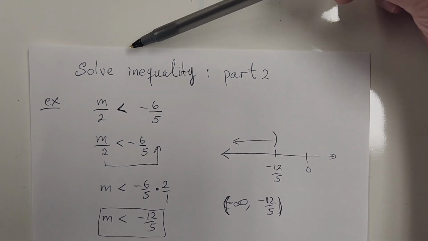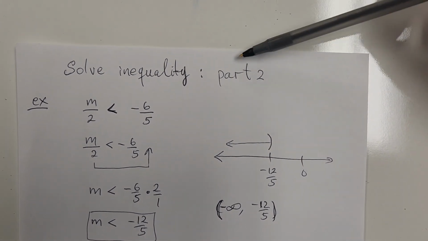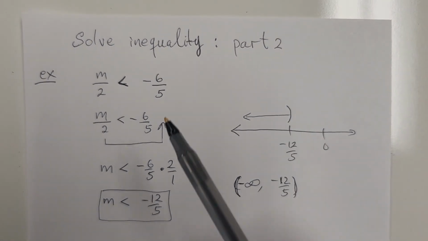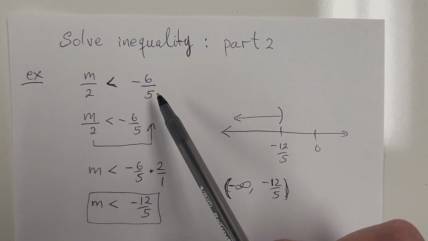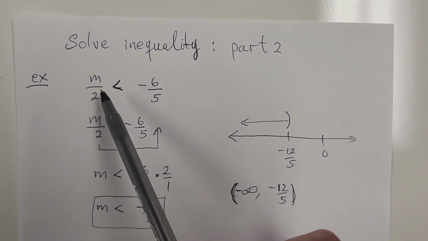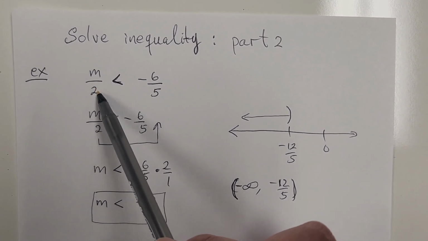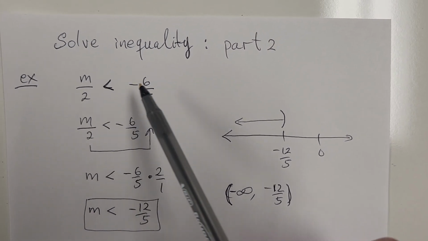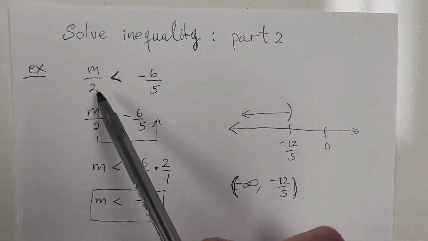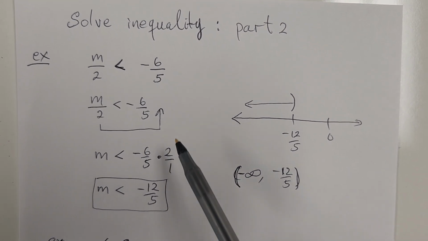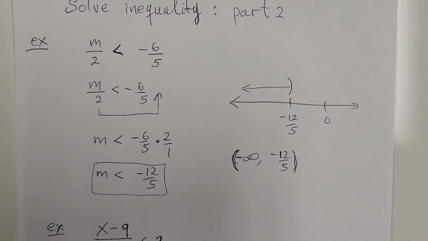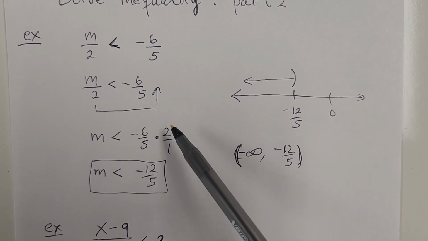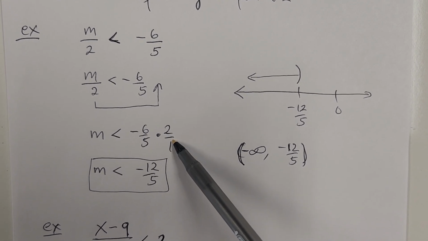This lesson is Solve Inequality Part 2. Here I have an example, m over 2 less than negative 6 over 5. Again, when I have a number underneath, move it to the other side. And once you move to the other side, it becomes multiplication. So I move this 2 to the other side, and it becomes multiplication.